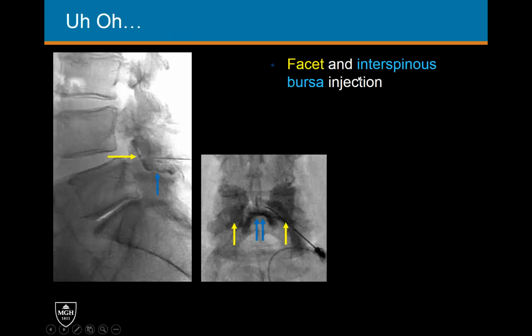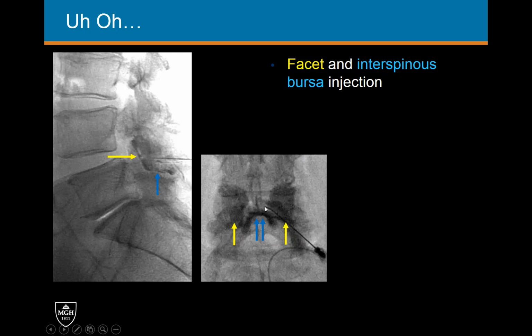And so the interspinous bursa can actually sometimes communicate with the epidural space. But also you can see that this needle, so this is the AP, and these are the spinous processes, you can see that this person is too far lateral in this situation. And that's probably why they entered either the facet or the interspinous bursa. And the reason they got to the contralateral side is that the two facets can often communicate through the interspinous bursa.